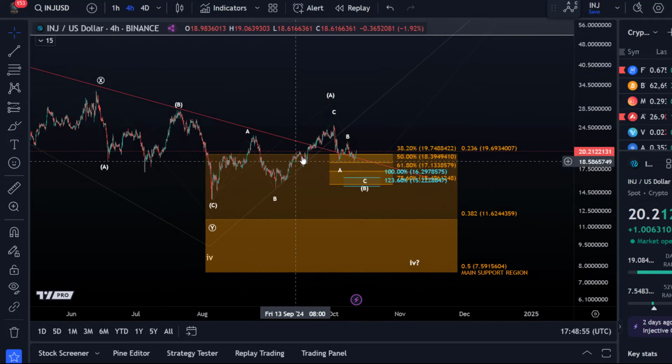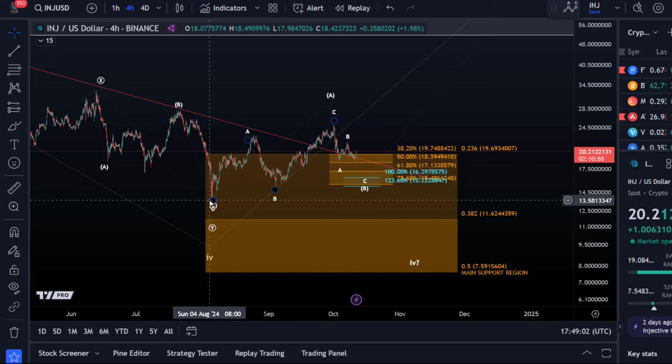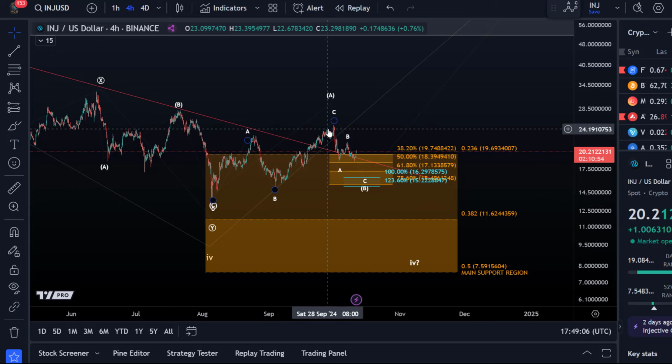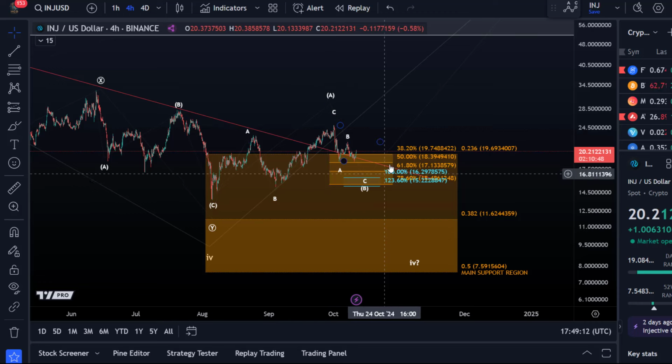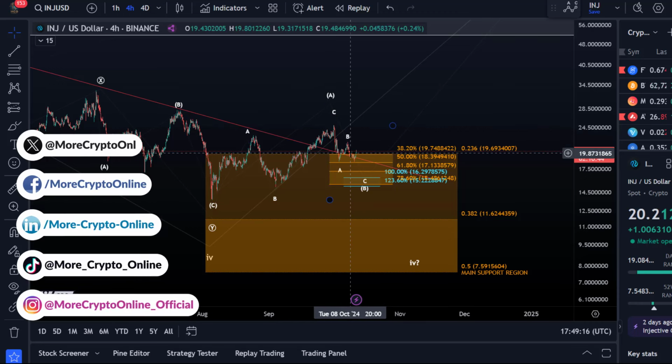Injective hasn't really done much since the last update. On the Injective chart, we can see that the move up from that August low is just moving in corrective patterns to the upside. There are a couple of ways this move to the upside can be counted, can be interpreted.